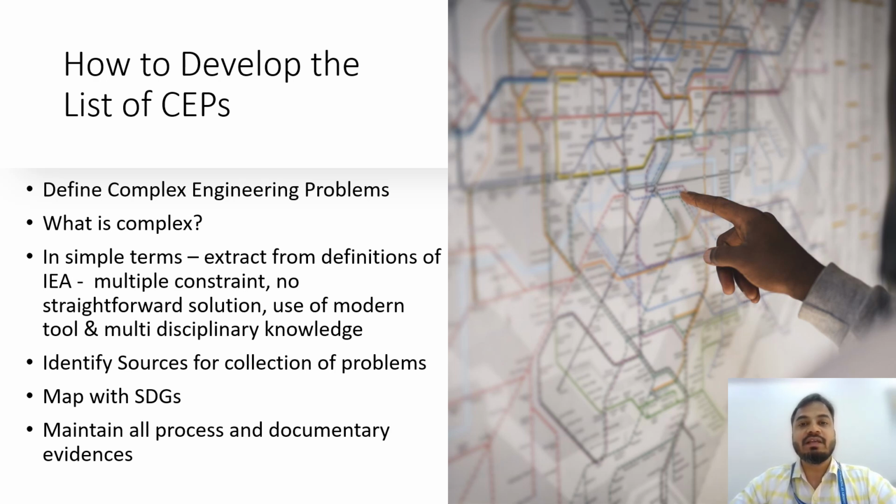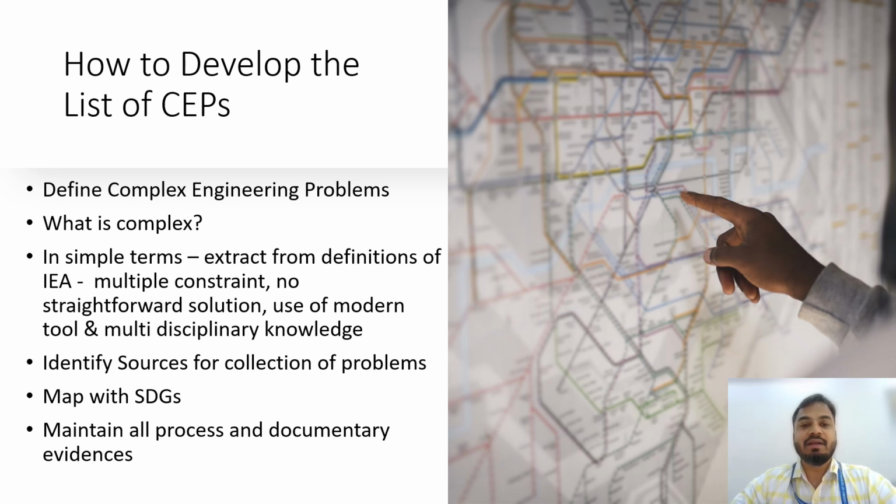Before understanding this, we need to define what is a complex engineering problem. A detailed definition of complex engineering problem has already been given by IEA under GAPC 4.0. So we need to define a complex engineering problem first. How do we define it in common terms when I combine all the definitions of complex engineering problems? I can clearly make it simple in this way.